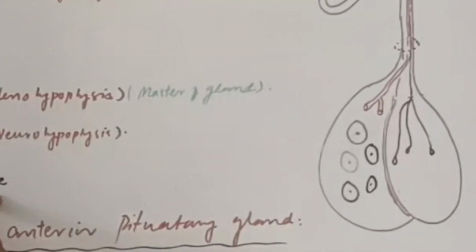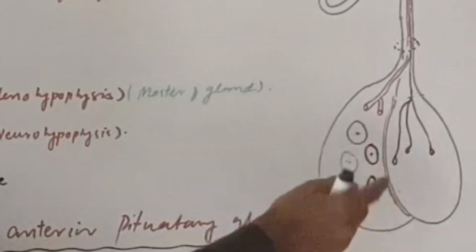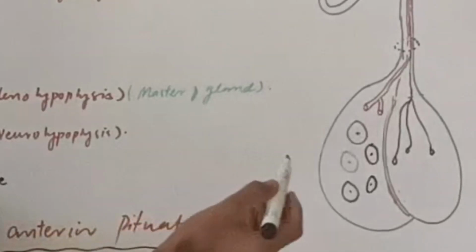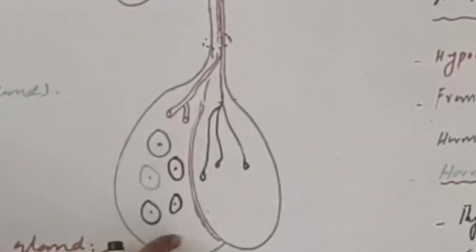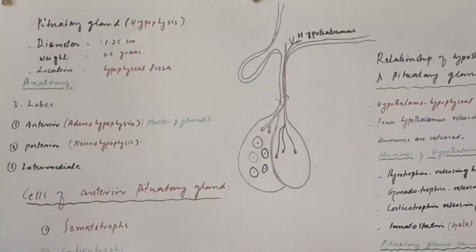In most animals, the pituitary gland consists of 3 lobes. There is a small lobe in between the anterior and the posterior lobe. This small lobe is called the intermediate lobe, which secretes the melanocyte stimulating hormone.